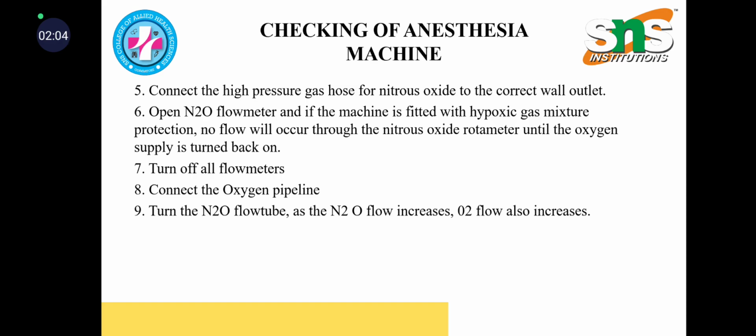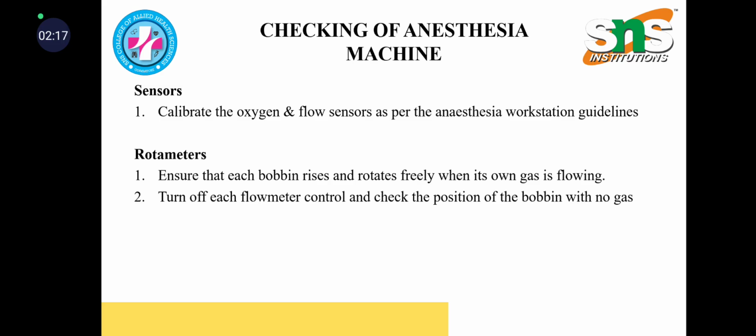Connect the oxygen pipeline. Turn on the N2O, that is nitrous oxide, flow tube. As the nitrous oxide flow increases, oxygen flow also increases. Sensors. Calibrate the oxygen and flow sensors as per the anesthesia workstation guidelines.